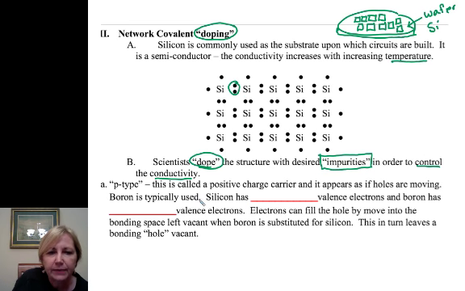Now, there are two categories of dopants. One is called a p-type. The P stands for a positive charge carrier, and this one is very abstract.